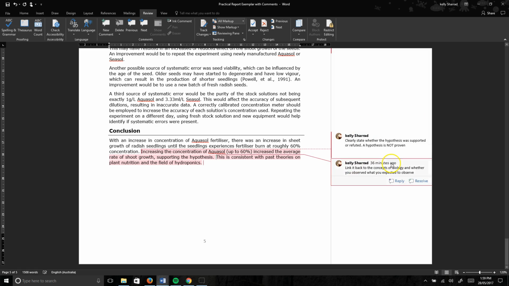And then you need to link it back to the concepts of biology and whether you observed what you expected to observe. For example, I understand that as surface area to volume ratio increases, you should see a larger rate of osmosis, and that was reflected by the results in the practical. Okay?